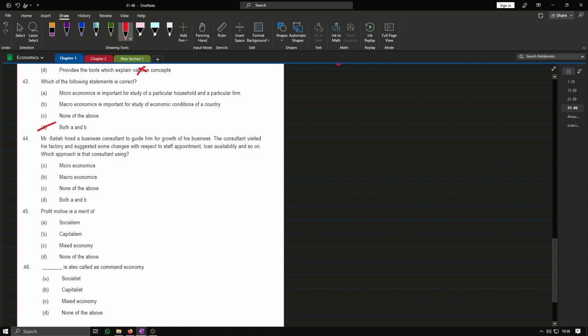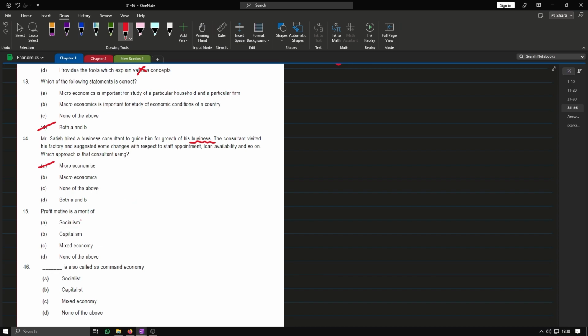Question 44. Mr. Satish hired a business consultant to guide him for the growth of his business. The consultant visited his factory and suggested some changes with respect to staff appointment, loan availability, and so on. Which approach is that consultant using? So it talks about a business, right? For growth of his business. So when it comes to business, it's merely about a particular business that Mr. Satish owns. So which one would it be? Microeconomics, macroeconomics? Definitely micro. It's a small scale.